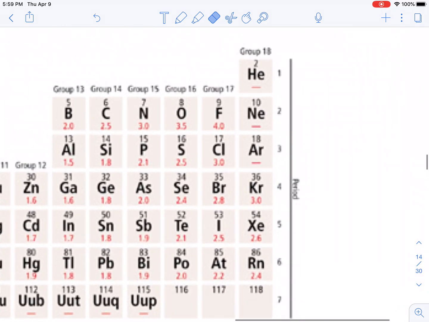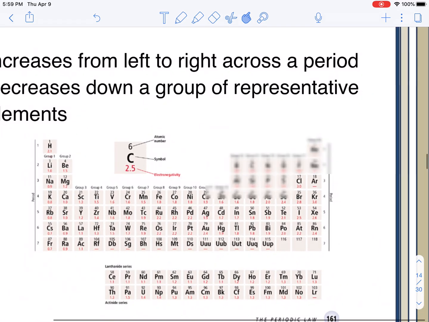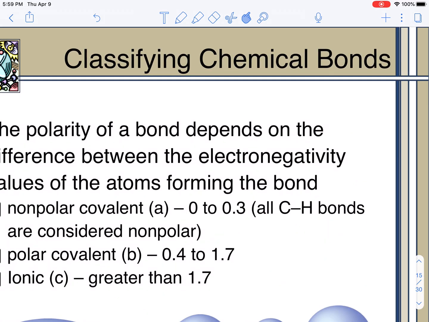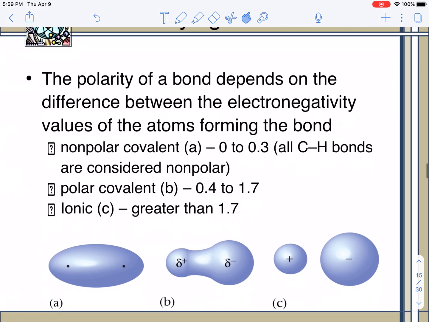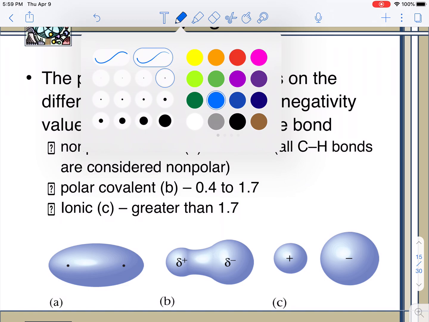And one little note while we're here, you'll notice the small noble gases just don't have an electronegativity because they already have a full octet. There's no reason for them to bond. They don't bond, and so they're just happy without pulling any sort of electrons towards them because they already have their full octet. So how does this come into bonding? Well, we have a little chart that you're going to want to commit to memory. So it turns out that the difference in electronegativity between atoms can be used to dictate the type of bond that happens. Let's start out with nonpolar.